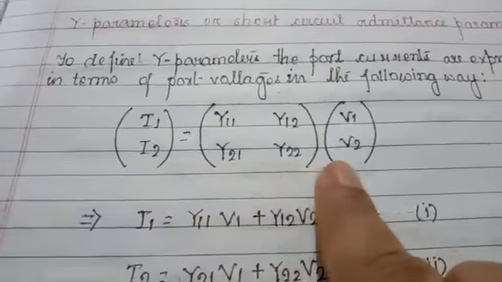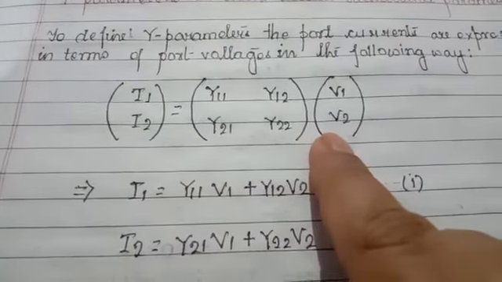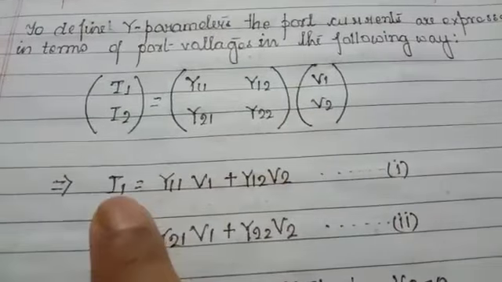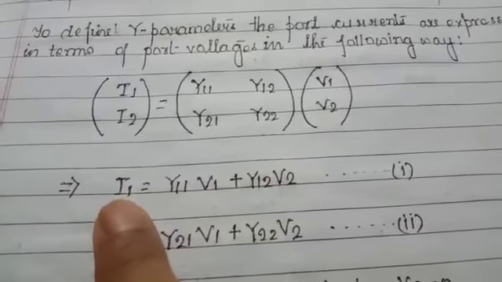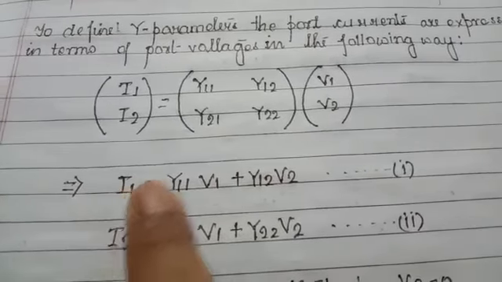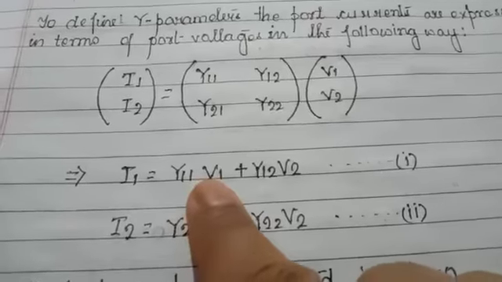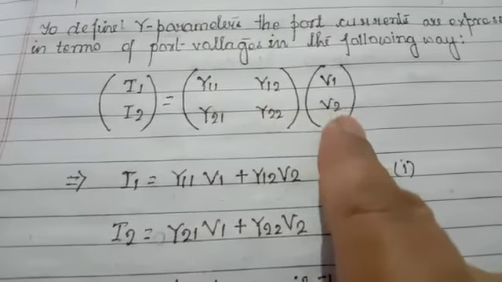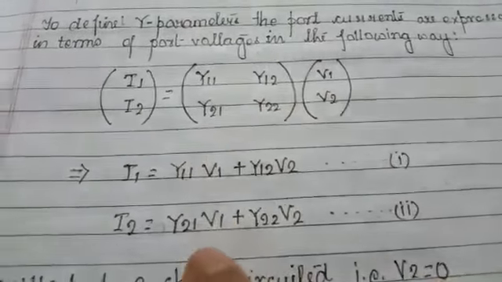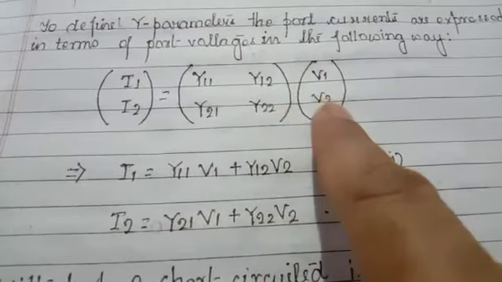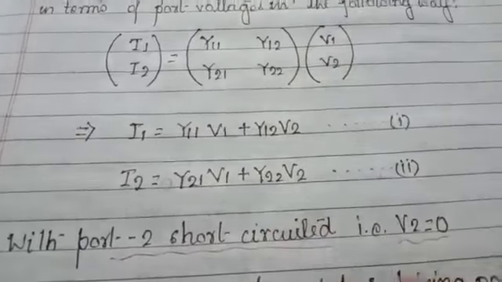If I express this matrix equation in the form of algebraic equations, then it becomes I1 is equal to Y11 V1 plus Y12 V2, and I2 is equal to Y21 V1 plus Y22 V2.